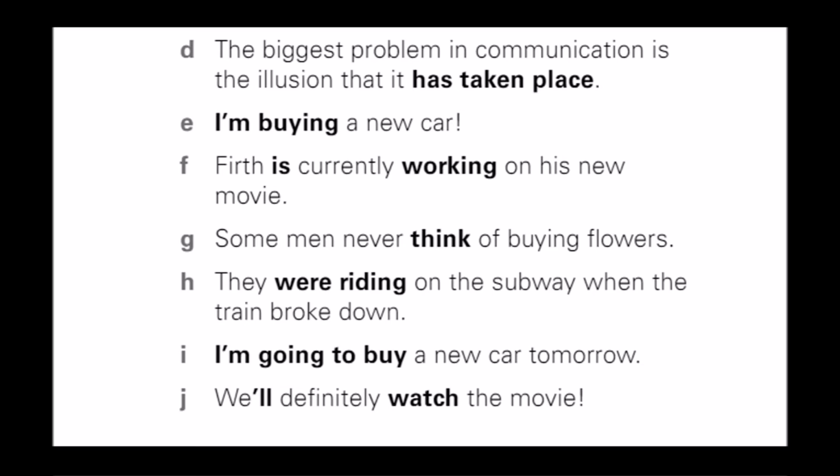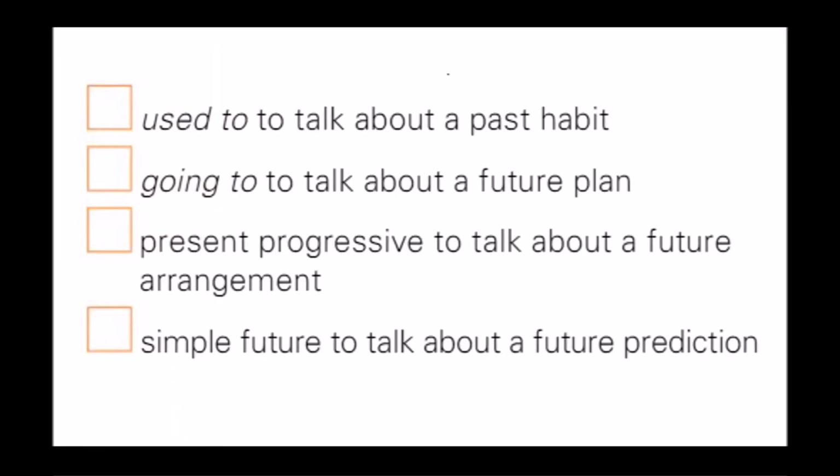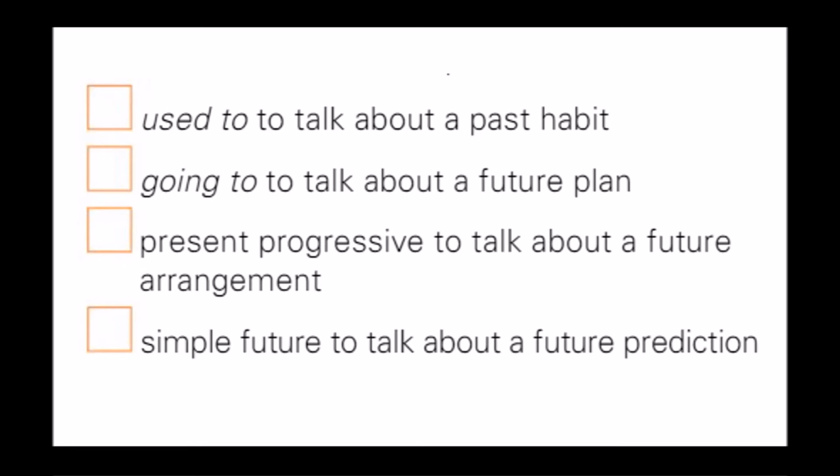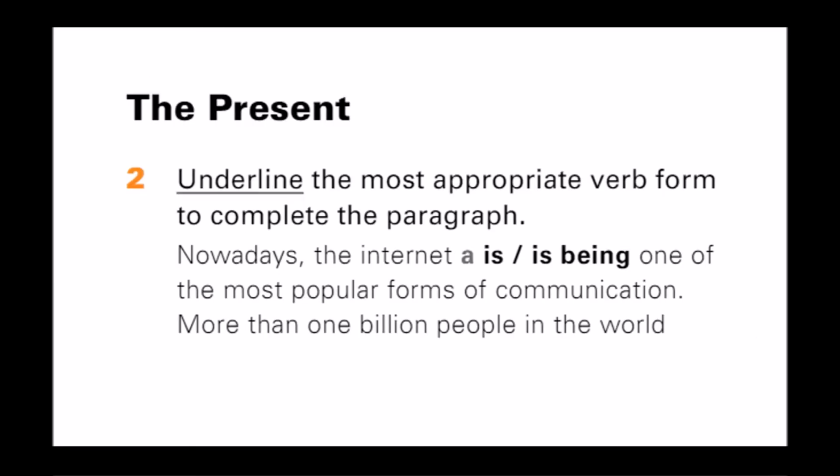Option I. I'm going to buy a new car tomorrow. Going to talk about a future plan. Option J. We'll definitely watch the movie. Simple future to talk about a future prediction. The present, exercise number 2. Underline the most appropriate verb form to complete the paragraph.